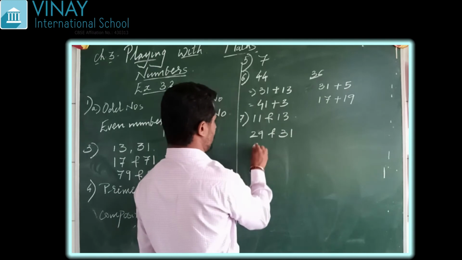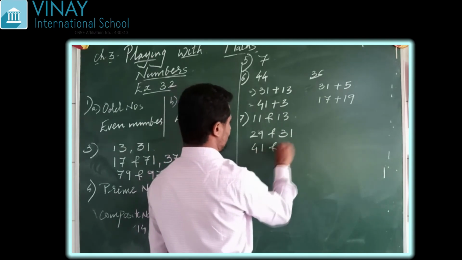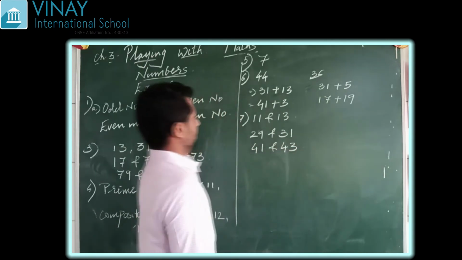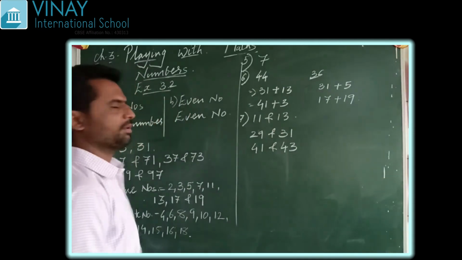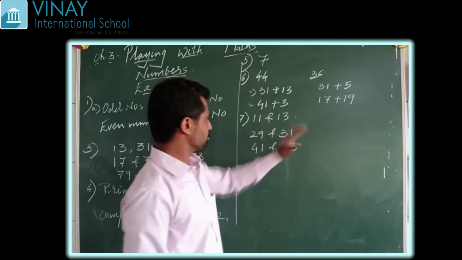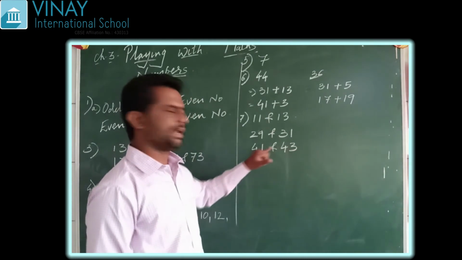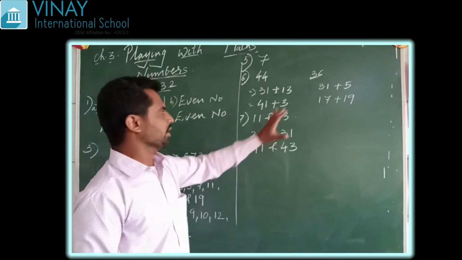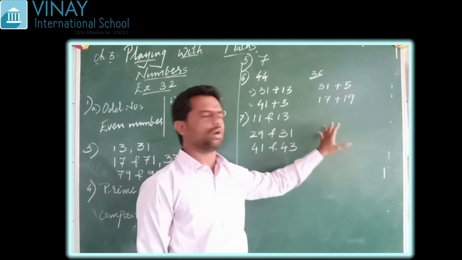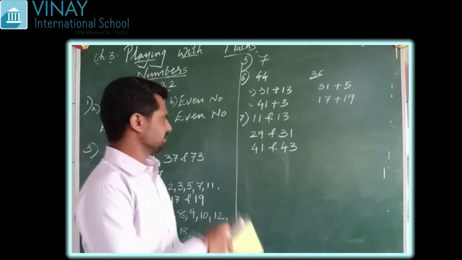Then we can say 41 and 43. If you see, there are so many numbers of this type whose difference between the two is 2, meaning 43 minus 41 is 2. This type of prime numbers are known as twin primes.